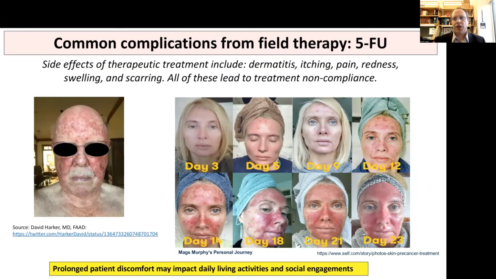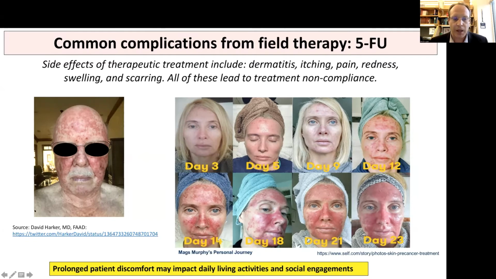So this brings us to understanding more about what patients' needs are when it comes to field therapy. Well, I can tell you it revolves around dealing with the complications of the current field therapy options. So there are many side effects of topical treatment of actinic keratoses, including dermatitis, itching, pain, redness, swelling, scarring. And as mentioned before, they all can lead to treatment non-compliance.